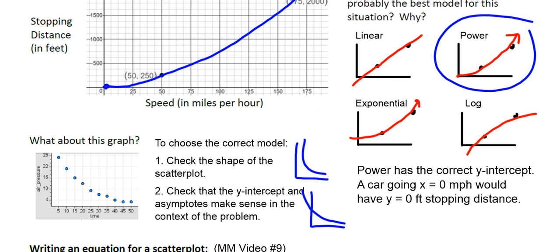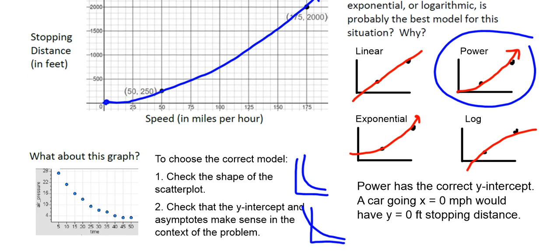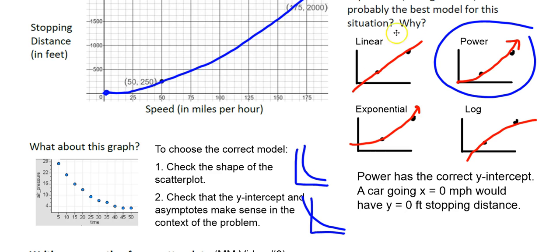So, to summarize, check the shape of the data plot, the scatter plot, pick an appropriate function based on its shape, and then narrow down. Actually more than one function usually will fit, unless it's clearly linear, and then check that the y-intercept and asymptotes make sense in the context of the problem.